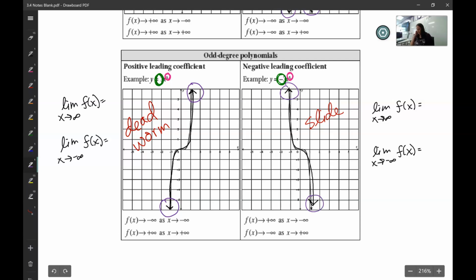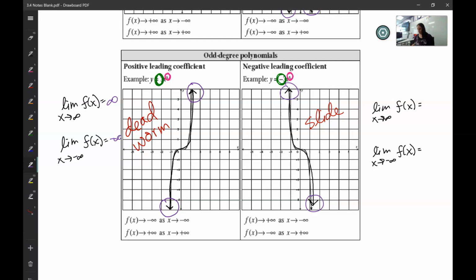Okay, so let's look at this first one. The limit as x goes to infinity. So that's to the right. So as I look to the right, this graph goes up to positive infinity. Then I have as x goes to negative infinity. So that's the left. And as I look to the left, this graph goes down to negative infinity.